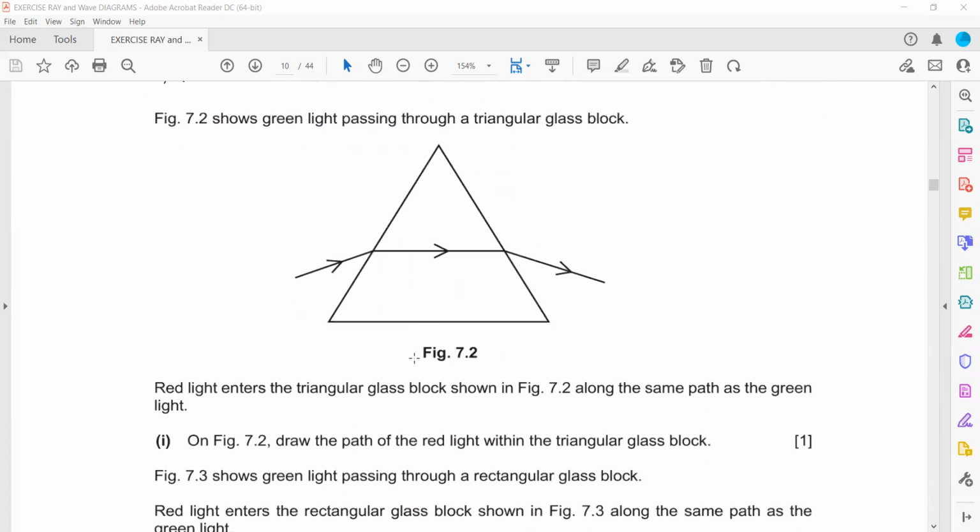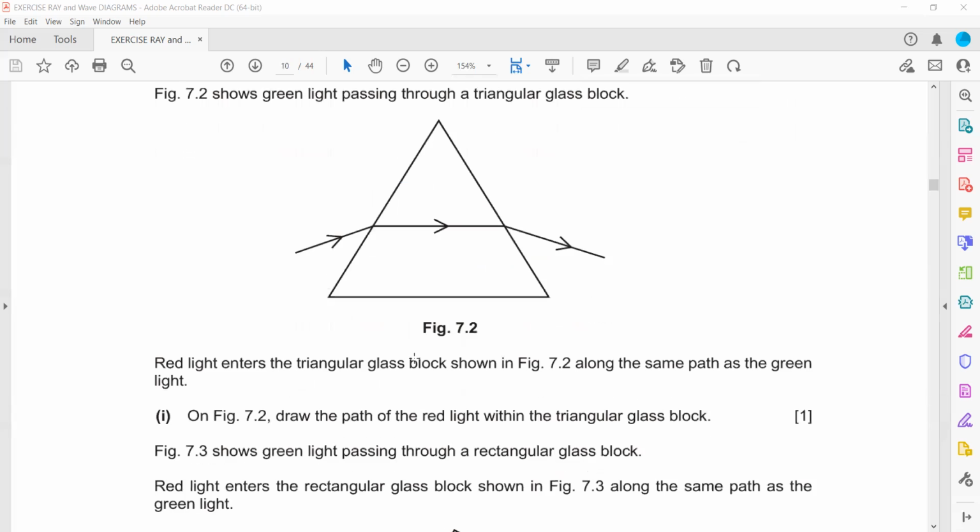In this question, the figure shows a green light passing through, and a red light enters; complete the path for the red light. So we have violet, indigo, blue, green, yellow, orange, and red. Red will bend the least and violet will bend the most. So compared to green, red will again bend the least. So when we want to complete the path, we will show refraction, but at a smaller angle of deviation, and then complete the path.